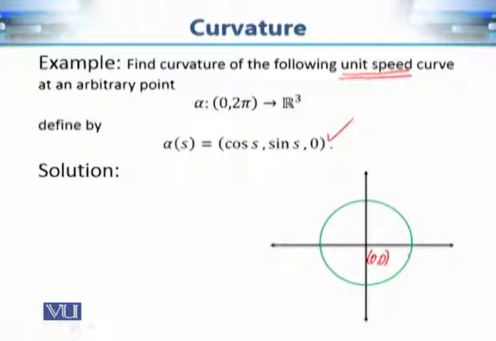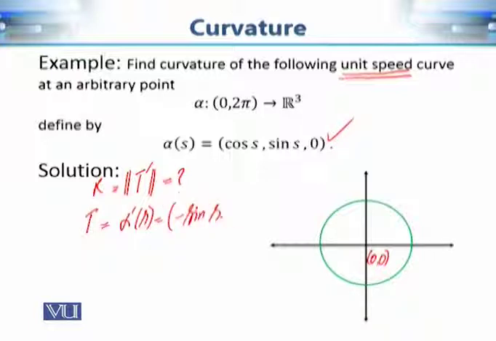Now let's see if our definition of curvature is going to provide us the same information. How do we calculate curvature? We want to calculate the magnitude of t prime, so that's the curvature. First of all, we want to calculate what is t. This is basically alpha prime of s, which is equal to (minus sine s, cosine s, 0).